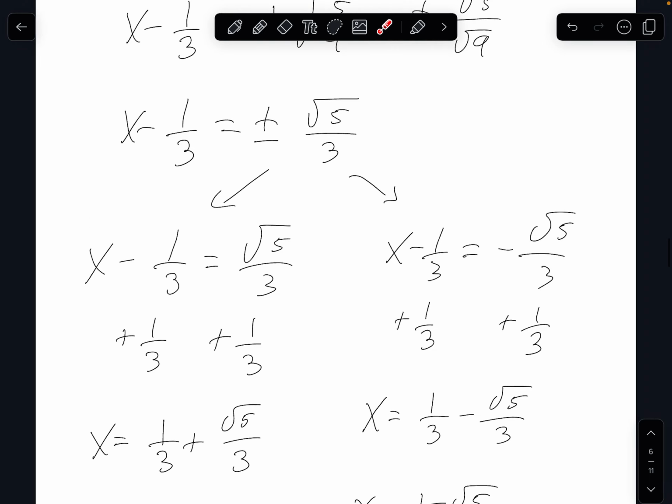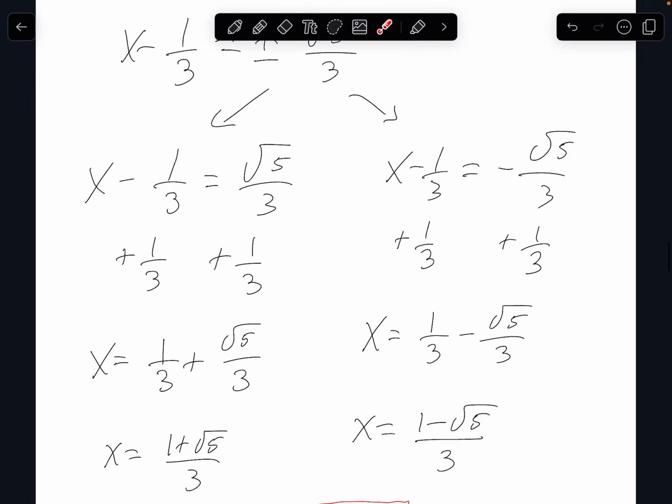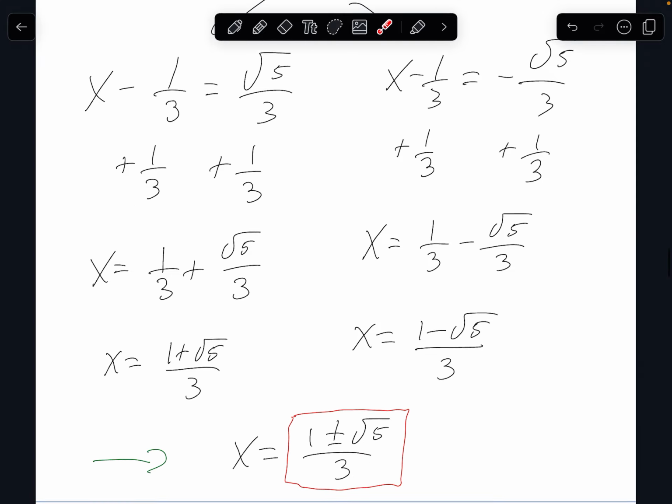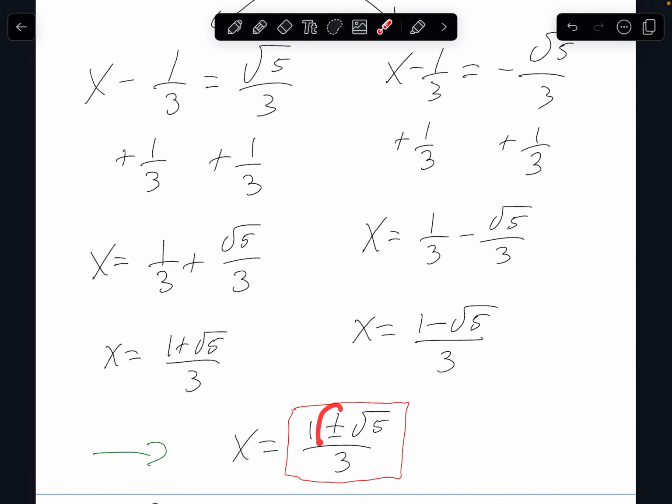And we can solve each of these equations by adding 1 over 3 to both sides. Thankfully, there's a common denominator, so we do not have to adjust anything. We simply can just put this together. 1 over 3 plus radical 5 over 3 into one fraction, and 1 over 3 minus radical 5 over 3 into another answer. A lot of times you will see this combined. And this will be something you'll be used to seeing once we get into the next topic.